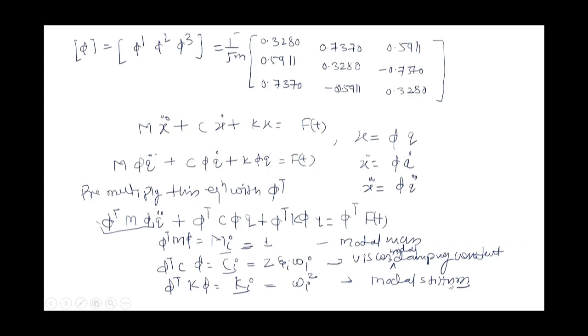Now, phi t multiplied by f t can be written as q t. This is the modal force. So now we will find the modal force vector q t, which is phi transpose multiplied by f t. So now we can find the transpose of the modal matrix. The modal matrix we have already found.